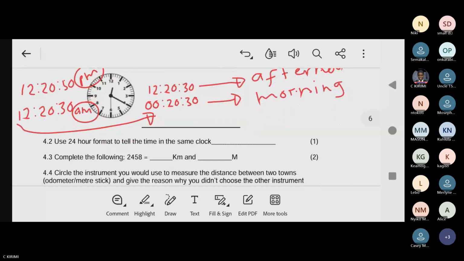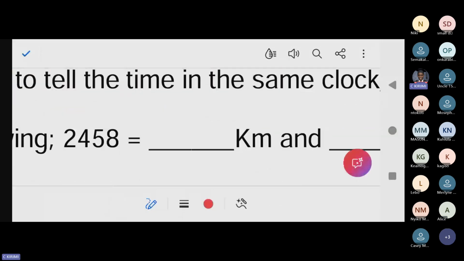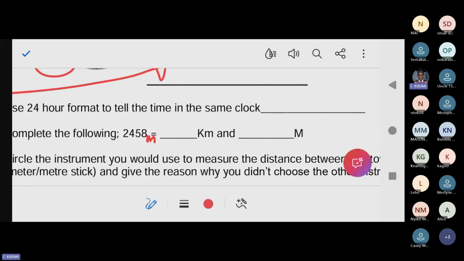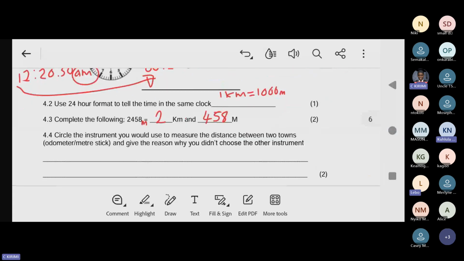That one was 2,458 meters. From the question paper, it was corrected. So 2,458 meters. How many kilometers and how many meters? So 2 kilometers, 458 meters. We know that 1 kilometer is equal to 1,000 meters. So that will be the answer.